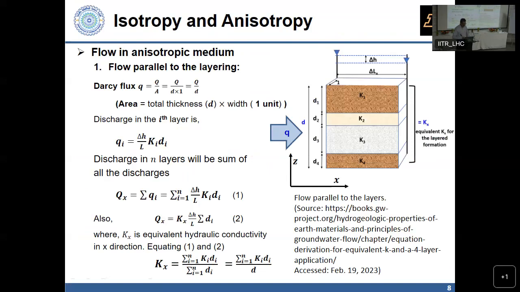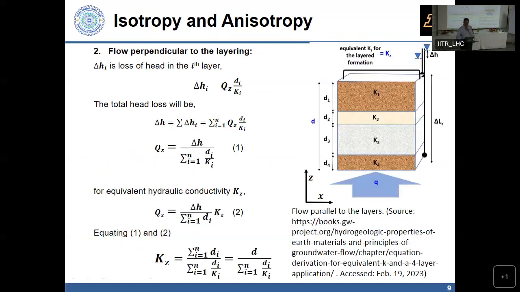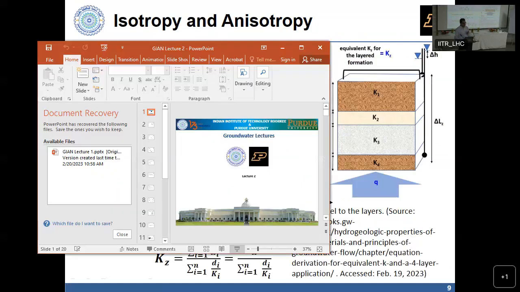I can ask the same question: what if I were interested in flow perpendicular to the stratification? What should be my effective single K value? If the flow is going perpendicular to the stratification, in the positive Z direction, you would apply the same principles. Assuming steady state with no storage effects, whatever flux passes the first, or bottom, layer must pass through the other layers as well. So that Q remains constant.